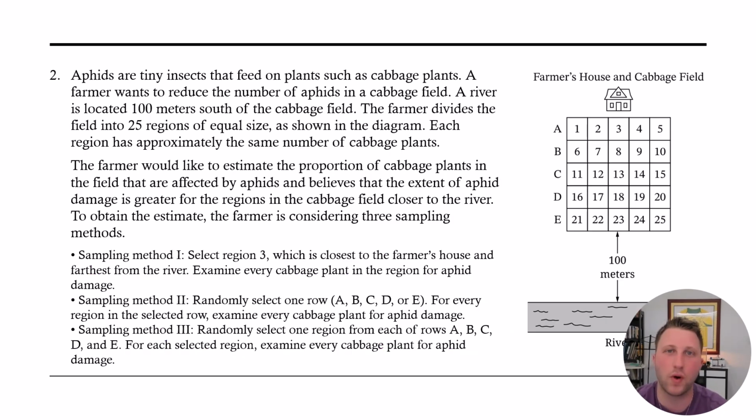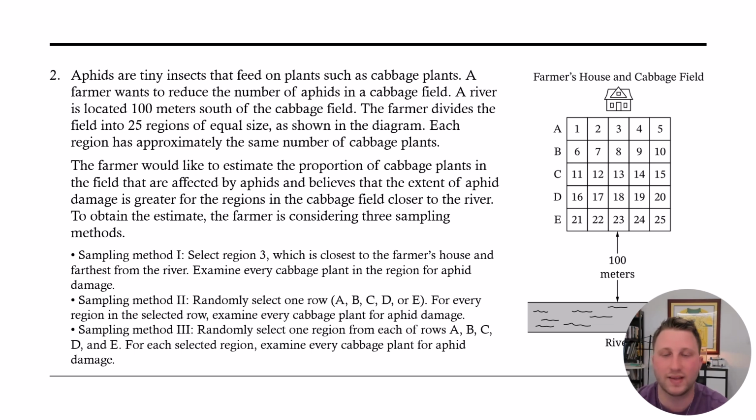All right, that's question 1. We're on to question 2. And in this question, we are looking at 3 different sampling methods. So we're on to unit 3. And they tell us that we have these tiny insects that feed on plants like cabbage plants. They're called aphids. And farmers want to reduce the number of aphids in a cabbage field.